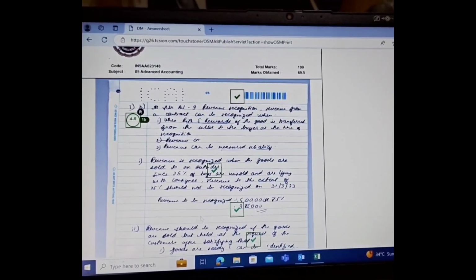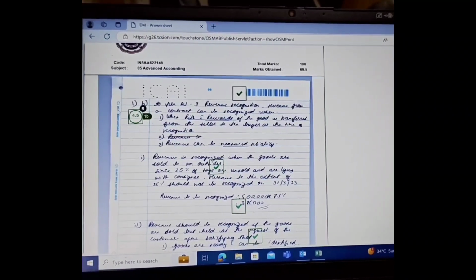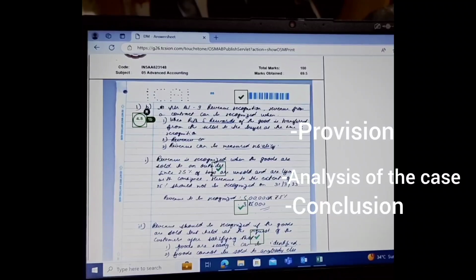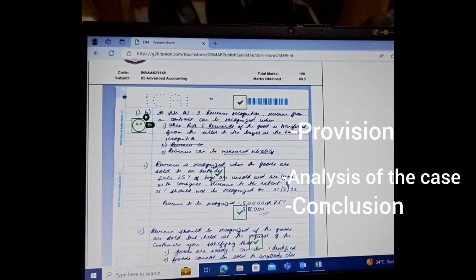Now I'll show you my answer sheet itself of group 2 of my advanced accounts, and I'll tell you I got 4.5 out of 5 in this answer. I'll show you how I presented this as well. This was one of the questions in my attempt where I got 4.5 out of 5 marks. So the question related to AS9, which was for revenue recognition.